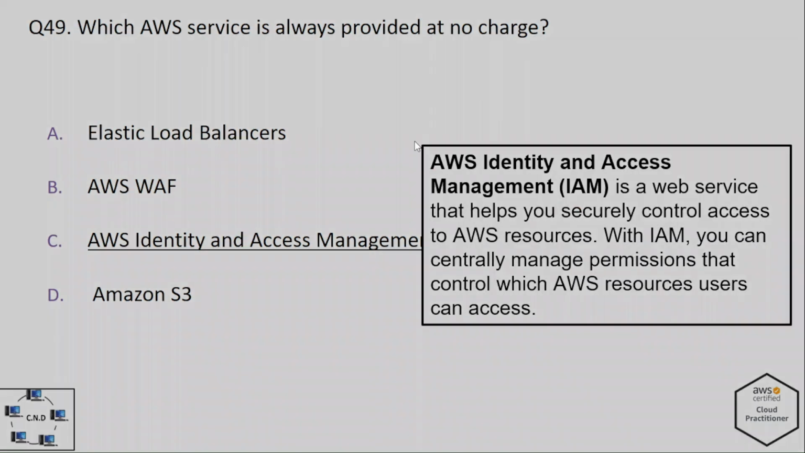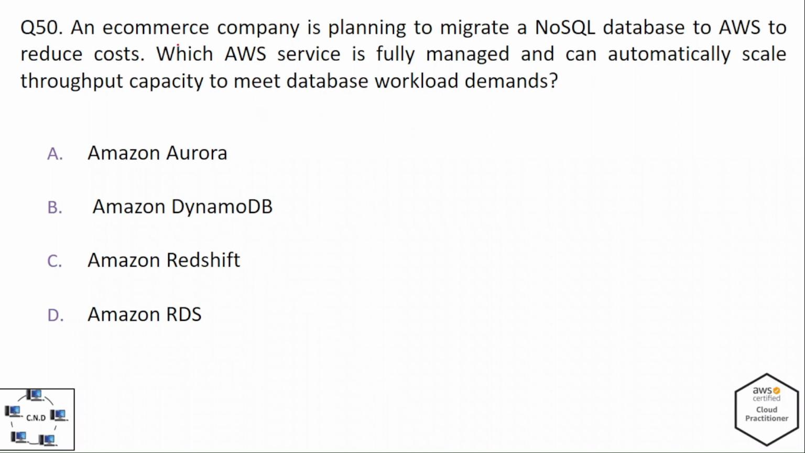So let's move forward to the next question. An e-commerce company is planning to migrate a NoSQL database to AWS to reduce cost. Which AWS service is fully managed and can automatically scale throughput capacity to meet database workload demands? And the options are A. Amazon Aurora, B. Amazon DynamoDB, C. Amazon Redshift, and D. Amazon RDS.